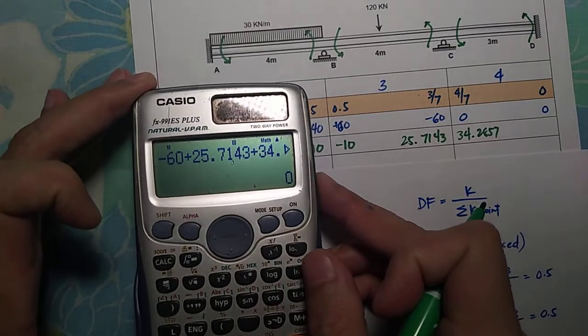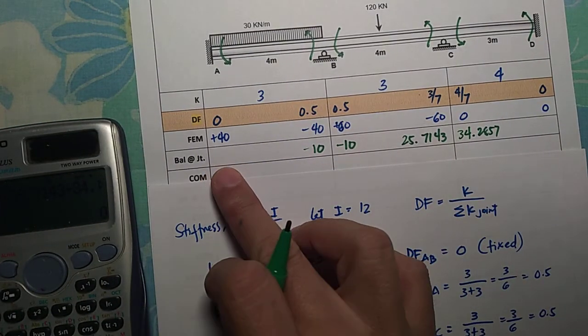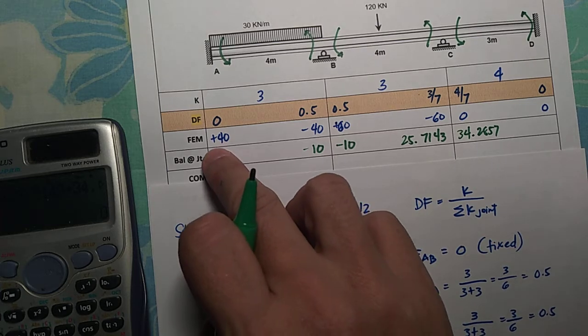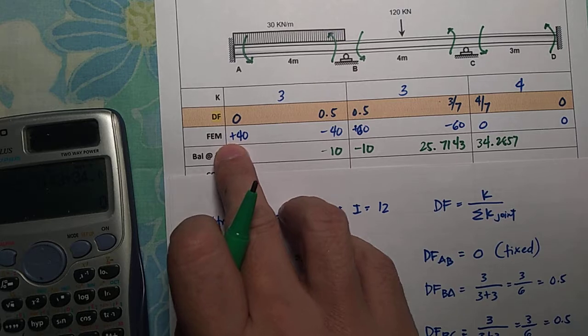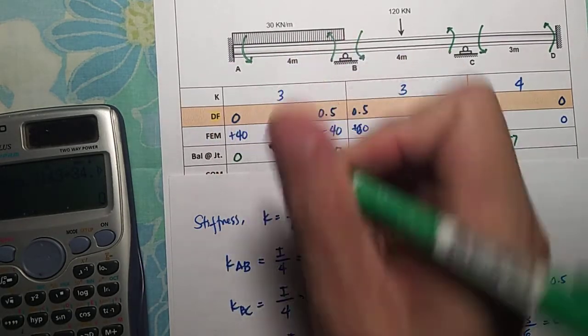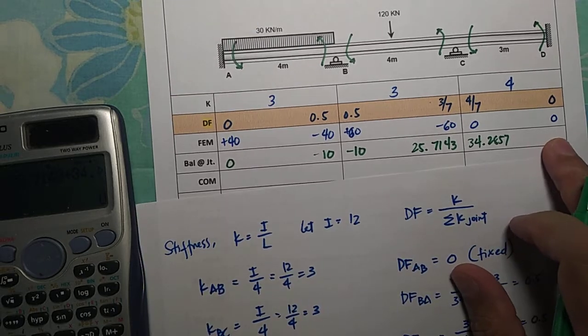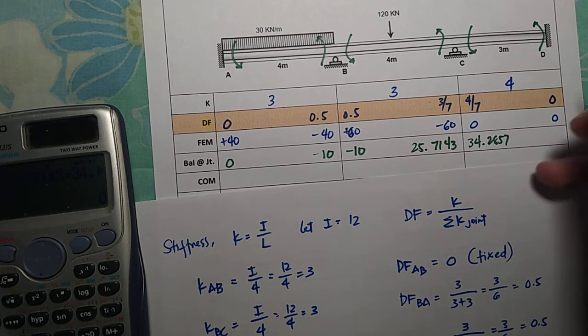So, it is 0. Okay? So, how about here at the fixed support? The same. So, the summation of unbalanced moment here is positive 40 at this joint times the DF of 0. So, that would be 0 also. Likewise, here on the right end, 0 is the fixed end moment times the negative of the DF. So, it is still 0.